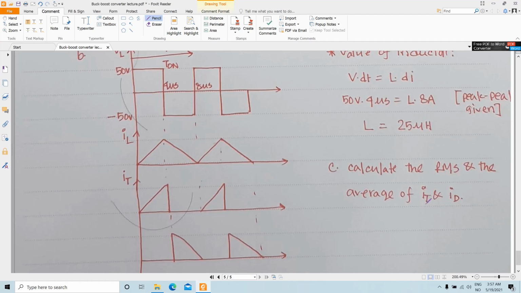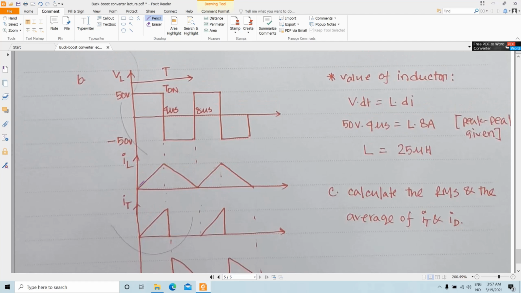In part C you are asked to calculate the RMS and the average value of the IT and ID. To do so, you need to first draw your IL here. So this is 8 amp, and this is 0, because this is the boundary of continuous and discontinuous operation. So your transistor current will of course be 8 amp here. You know this is 0 and this is 4 microsecond.